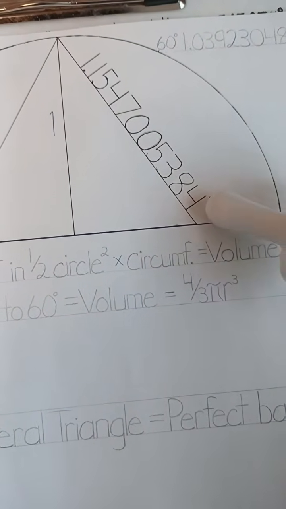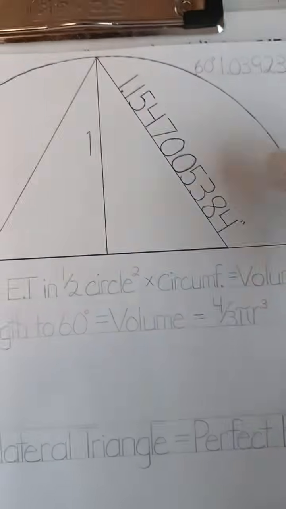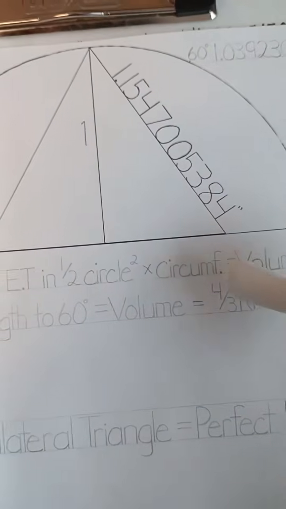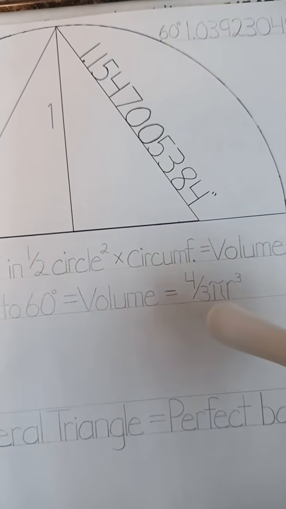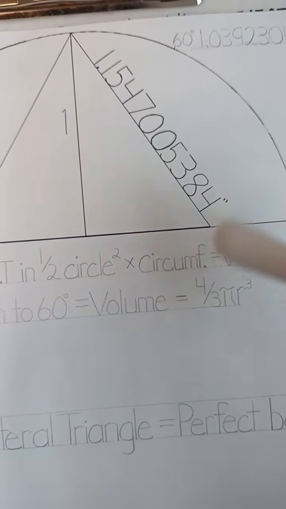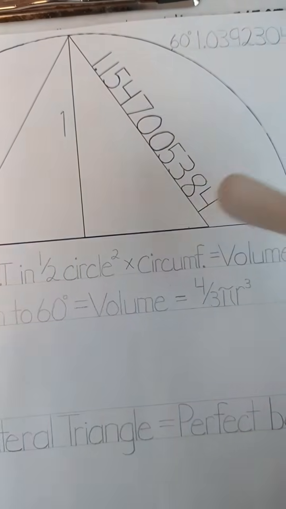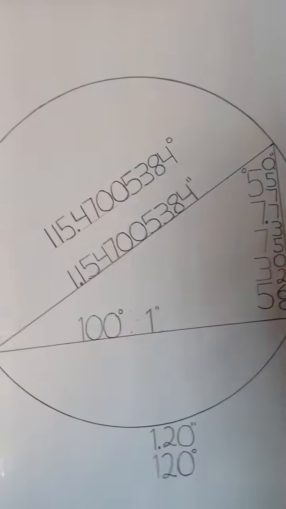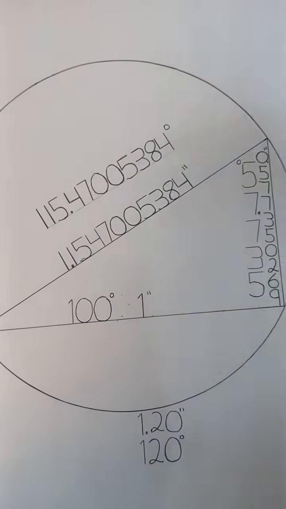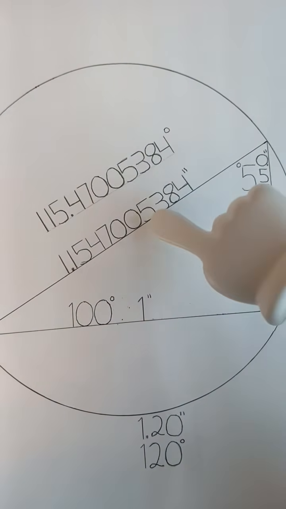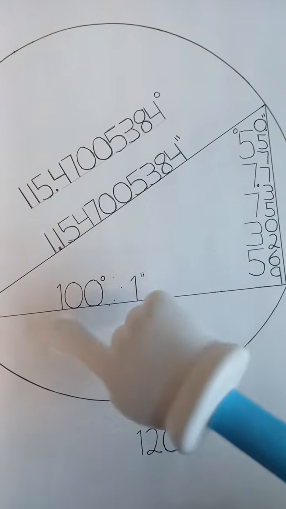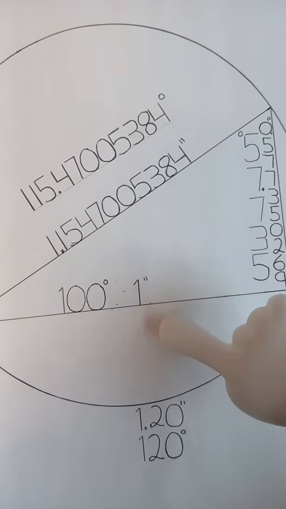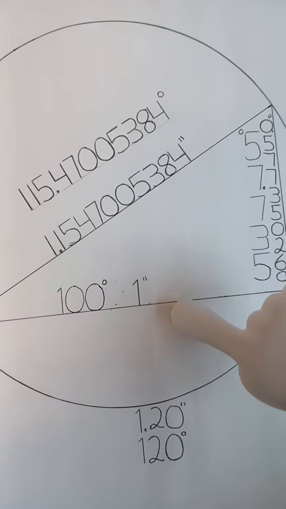So if we square this number and then multiply it by our half circumference, it will equal the volume of our sphere. It's pretty awesome, isn't it? This 1.1547005384 is also the diameter of the 3.6 inch circle. This is whenever our 60-degree strip is equal to 1 inch. It's a base 1 circle as well.